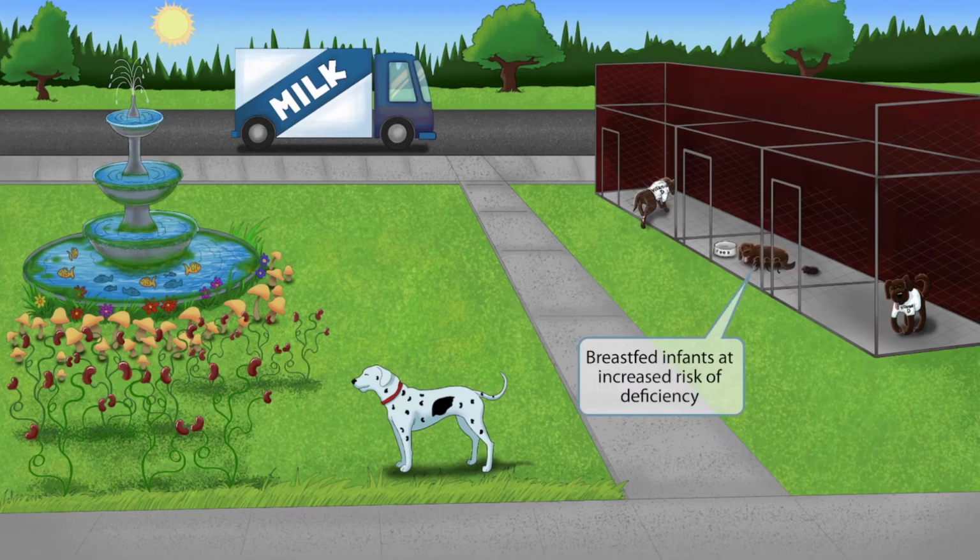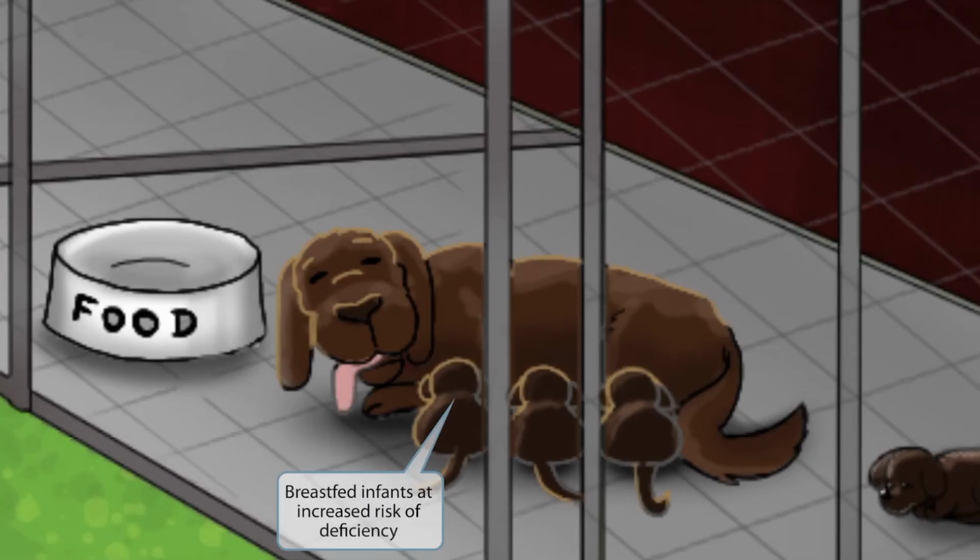Now look at these cute little puppies here. Look at them trying hard to get milk from their mom. Infants that receive nutrition exclusively through breast milk are at an increased risk of vitamin D deficiency. Breast milk does contain vitamin D, but not very much of it.